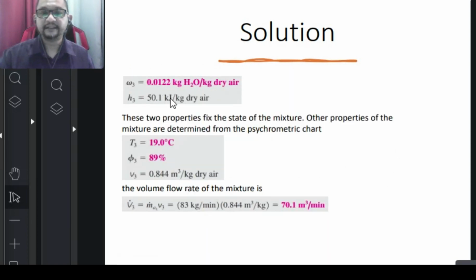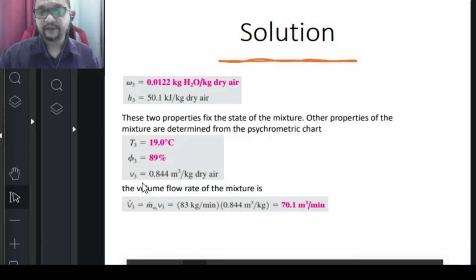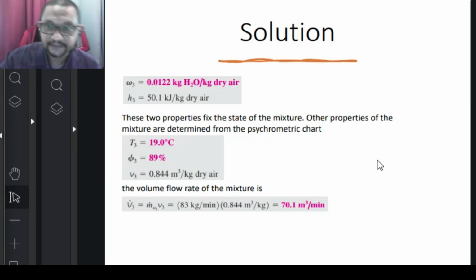Using these two formulas, you get omega 3 and h3. From omega 3 and h3, back on the psychrometric chart, you get T3 and the relative humidity. And at the same time, v3 from the psychrometric chart gives 0.844 cubic meters per kilogram. Then using the formula to convert back to cubic meters per minute, putting in the values, you get 70.1 cubic meters per minute.